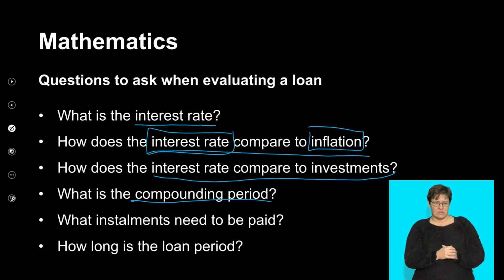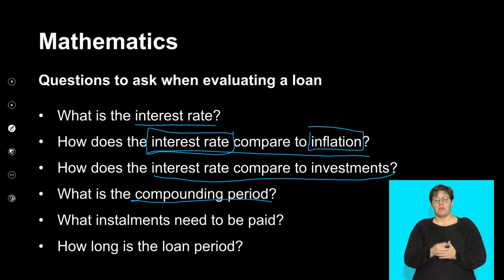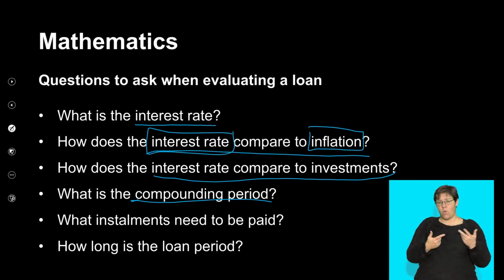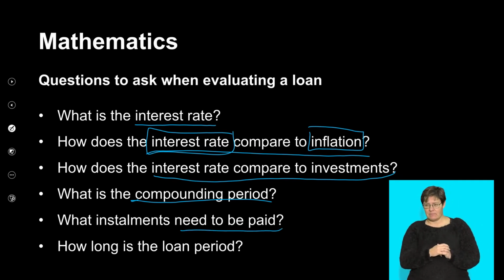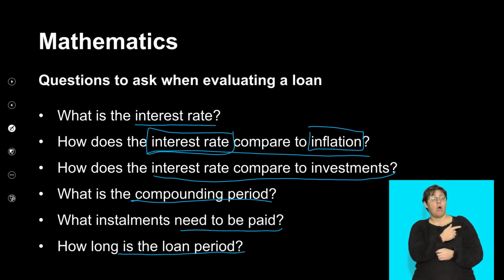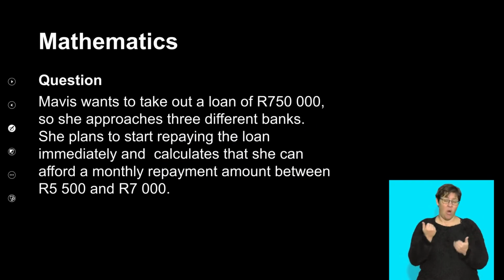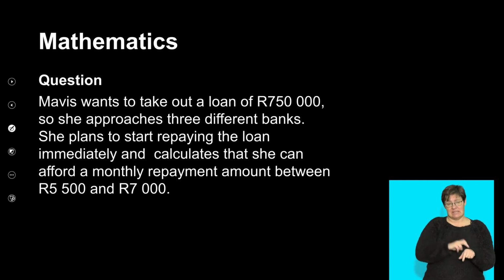And then what is the compounding period, right? How are they charging this interest to you on your account? Are they charging it on a month-to-month basis? Every 4 months? Do they recalculate every year, every 6 months? You need to understand that. Then the installments that you need to pay. And then lastly, how long is the loan period? If they say 20 years, it might be a great offer, but it depends on what your needs are at the time.